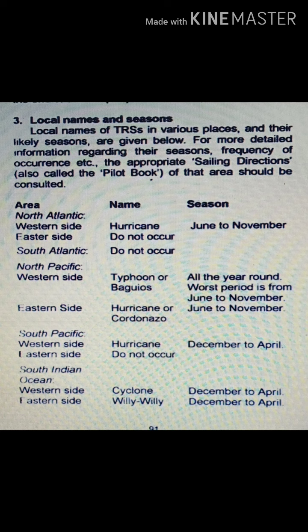In the northern Pacific, on the western side, it is known as a typhoon, and it occurs all year round, with the worst period from June to November, and the eastern side is also the same. In the southern Pacific, western side, it is known as a hurricane, between December and April. In the South Indian Ocean, western side, it is a cyclone, and on the eastern side it is known as willy-willy, December to April.